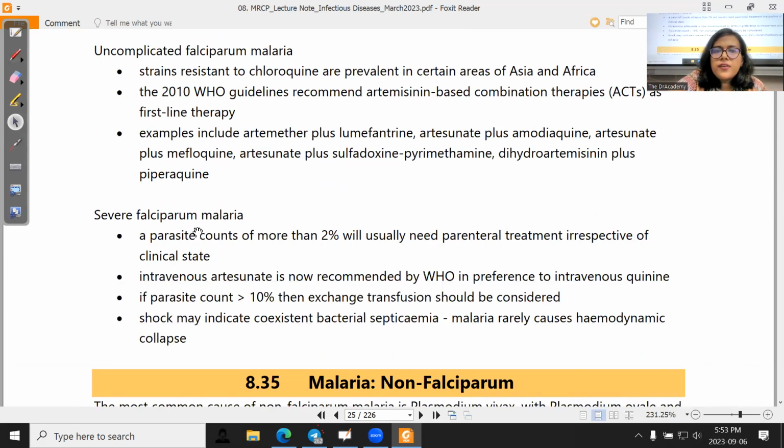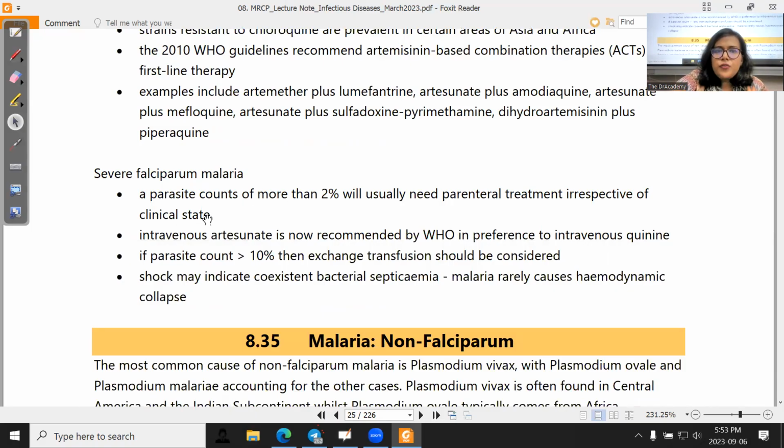And in case of severe falciparum malaria, treatment is usually IV artesunate. In uncomplicated, oral ACT-based treatment. In complicated variety, IV artesunate rather than IV quinine. And importance is, if this is more than 2%, usually parenteral treatment. And if the parasite count is more than 10%, then we go for exchange transfusion.